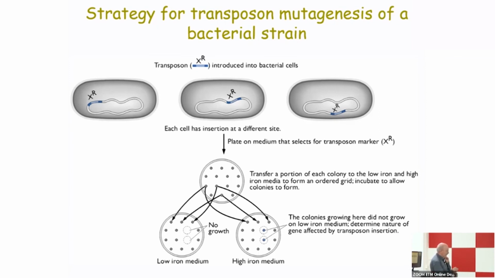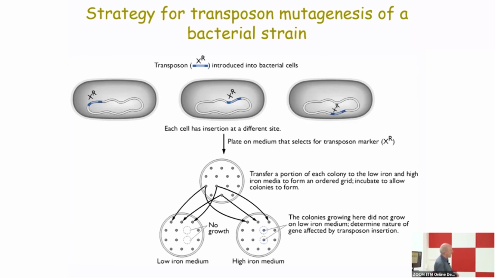So, in this slide, I just summarize some of the things I told you. So the transposon can be inserted in different parts of the cell, and then you plate for selection of the marker that is in the transposon and counter selection of the donor strain.